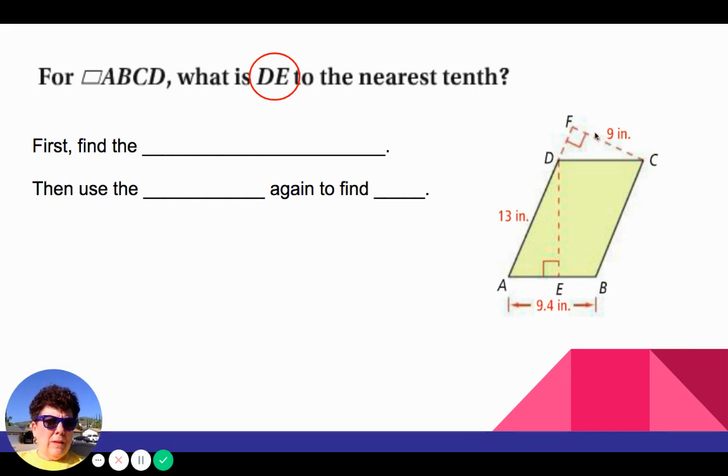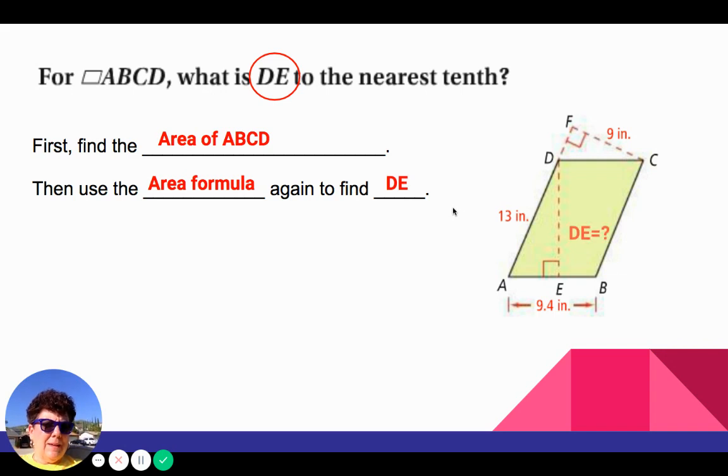And then we have this one measurement here, which you could call a height. This is 9 inches. And remember, we have to have the height parallel to the base. So now we're going to first find the area of the parallelogram ABCD, and then we're going to use the area formula again to find DE, because that's our question. What is this height here?